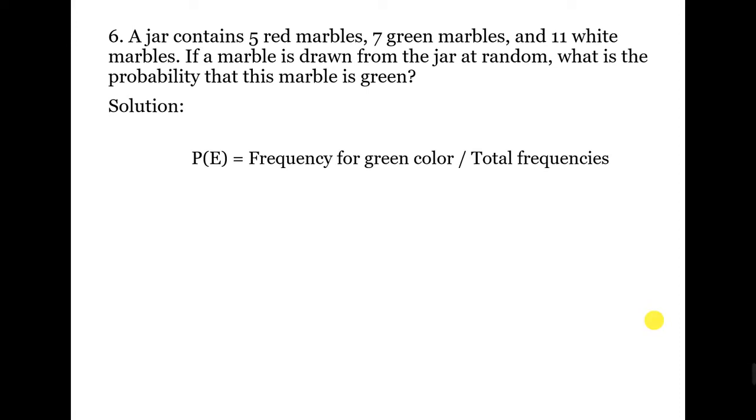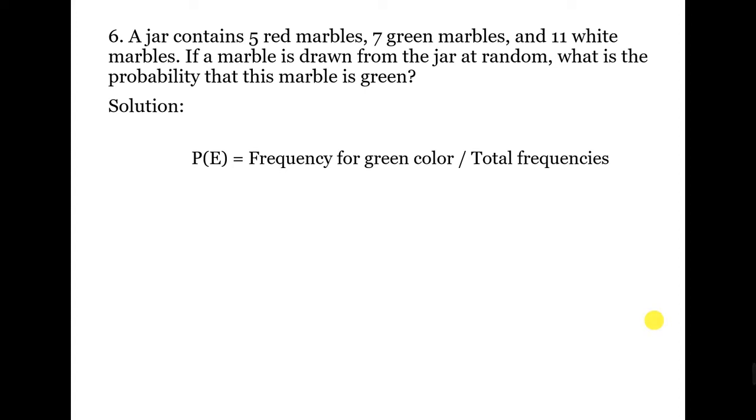Let us proceed to the next example. A jar contains 5 red marbles, 7 green marbles, and 11 white marbles. If a marble is drawn from the jar at random, what is the probability that this marble is green? As we can see in the problem, a jar contains a total of 23 marbles. But the number of the event under green marbles is only 7 from 23 marbles.